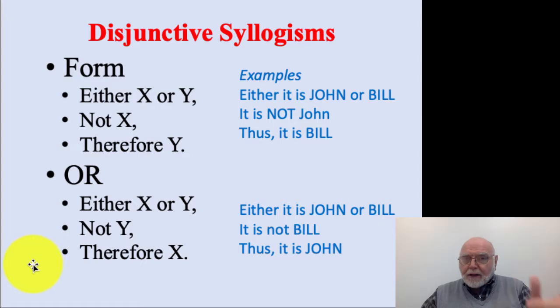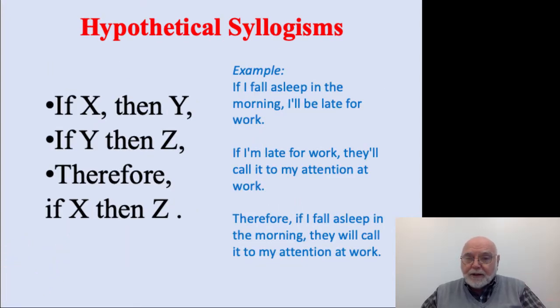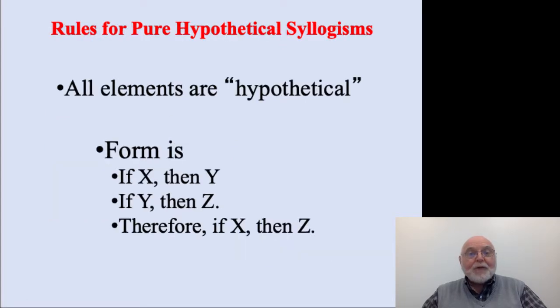So we've looked at categorical syllogisms, now disjunctive syllogisms. Let's move on to hypothetical syllogisms. Here is a straightforward hypothetical syllogism. If X, then Y. If Y, then Z. Therefore, if X, then Z. And the right-hand side gives you: if I fall asleep in the morning, I'll be late for work. If I'm late for work, they'll call it to my attention at work. Therefore, if I fall asleep in the morning, they will call it to my attention at work. And that is a perfectly valid argument based on hypothetical syllogisms. So again, it's important to structure any question you get on logic into this form. There are questions in the test sheet, the worksheet, that you're going to have to put into that form to be sure of the answer and to check if they're in the correct form.